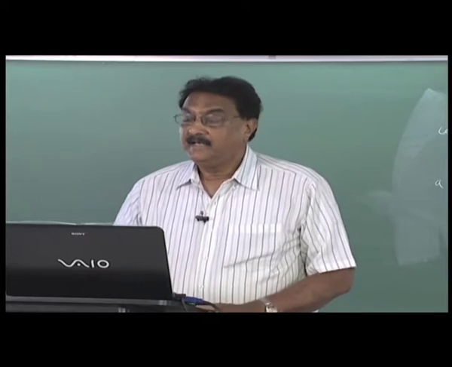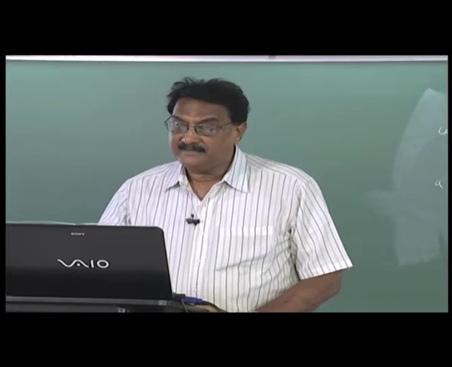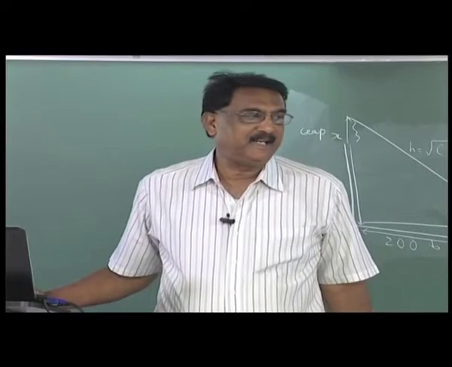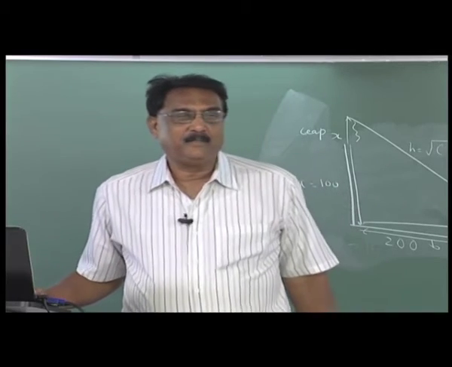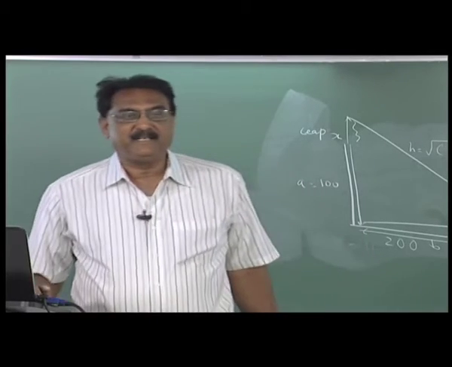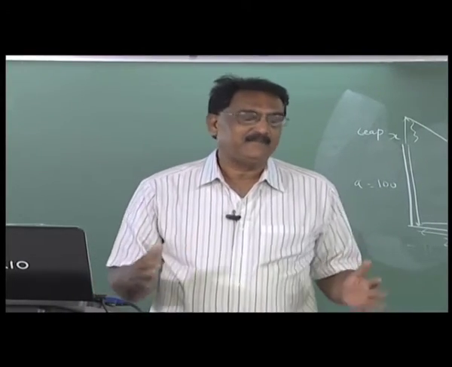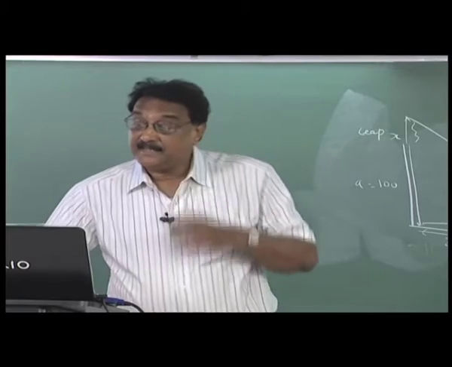So then he continues with these triangles and quadrilaterals. Verse 161 states: in any rectilinear figure, one side cannot be greater than the sum of the other sides. This is a theorem which had not been stated earlier. I am sure even Bhaskara, Varahamihira, Mahavira, being very intelligent mathematicians and astronomers, would have realized it, but they had not stated it. So he stated it explicitly.